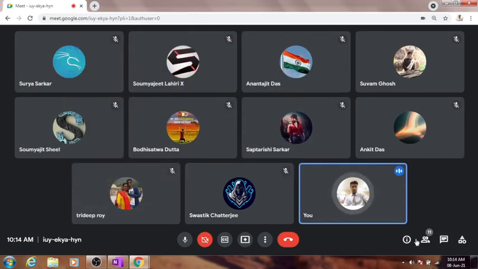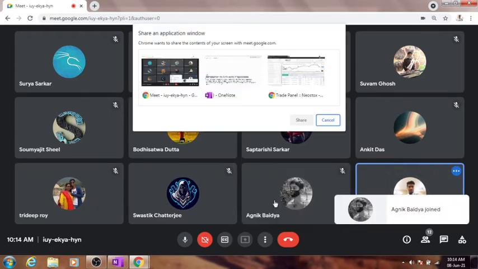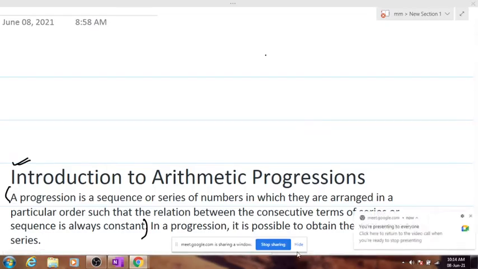So good morning everyone, I hope everybody is doing fine. So I'll be presenting the screen to you all now. Let me know if you can see the screen or not. Can everybody see the screen properly?